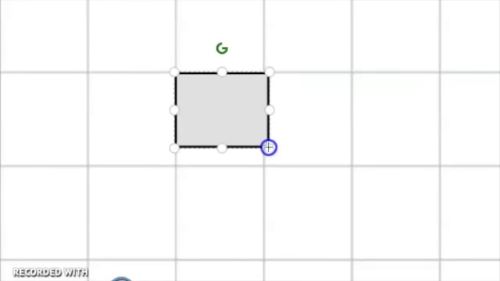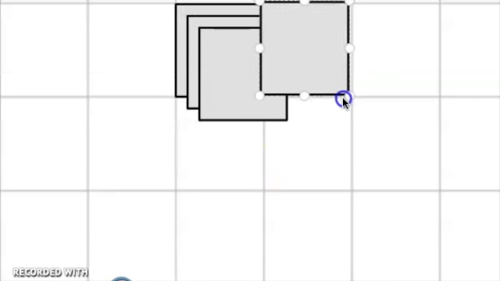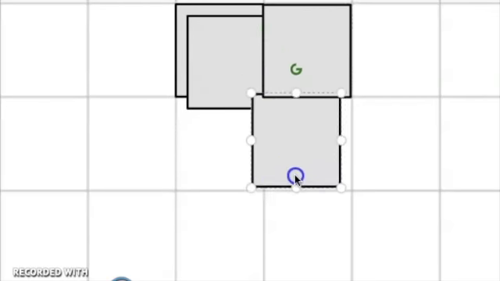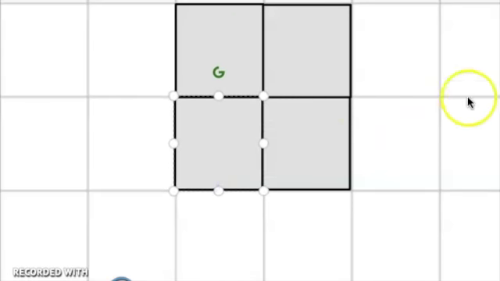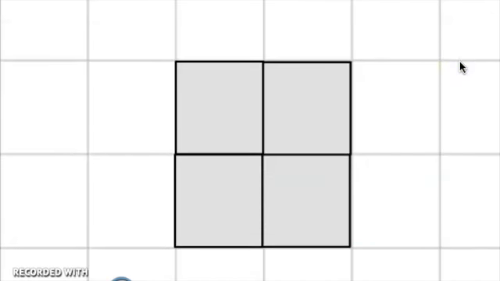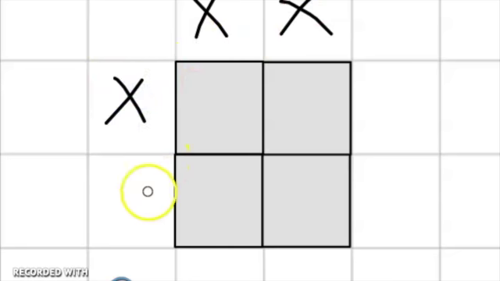Okay, so I'm going to set up our Punnett square. And I'm going to get my drawing tool. And I'm going to write out our X chromosomes for mom up here, and our X and Y for dad.